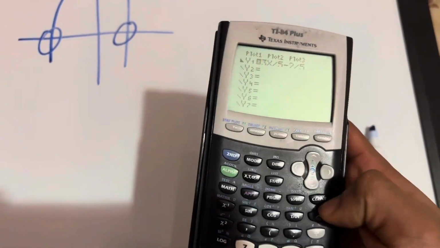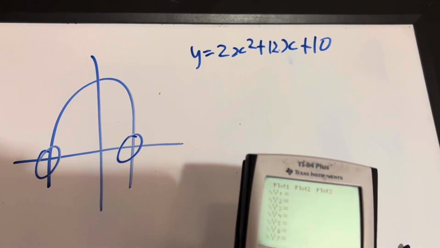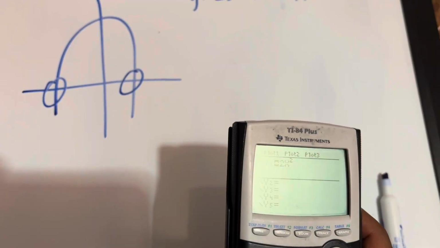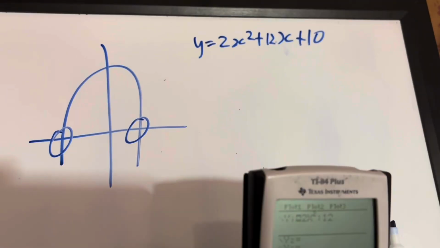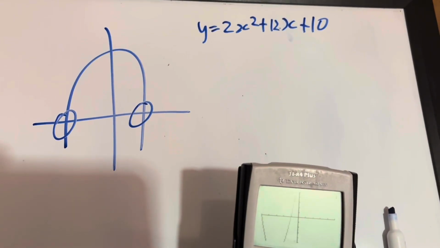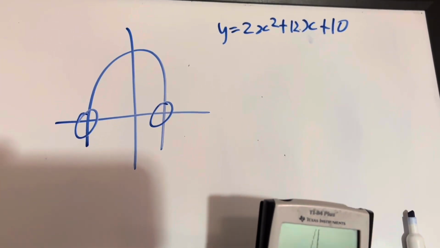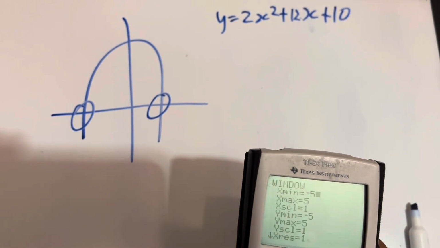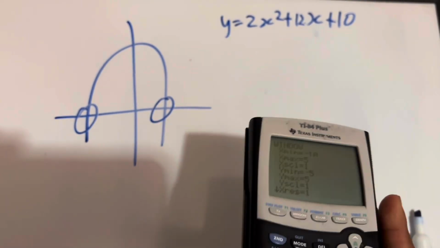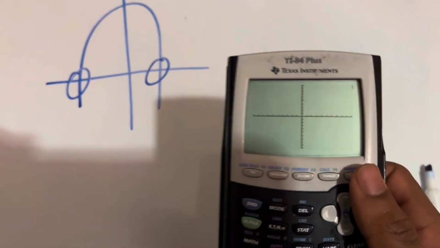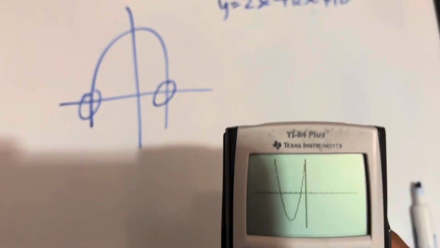So just press y equals, then put your equation in. Our equation is 2x squared plus 12x, blah, blah, blah. So 2x squared plus 12x plus 10. All right, now we're going to graph that. Now you see how the window's a little off. You can't really see that. You're going to want to press window and just increase it. It doesn't really matter, so I'm just going to make that 10, 10, 10, 10. Now graph that. Now we can clearly see our parabola.